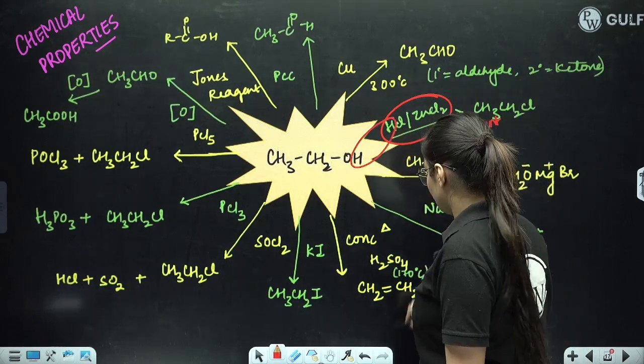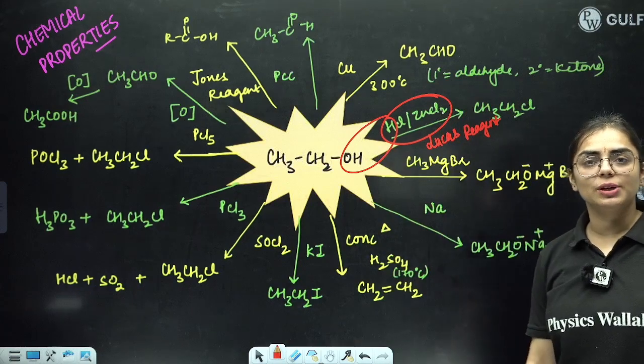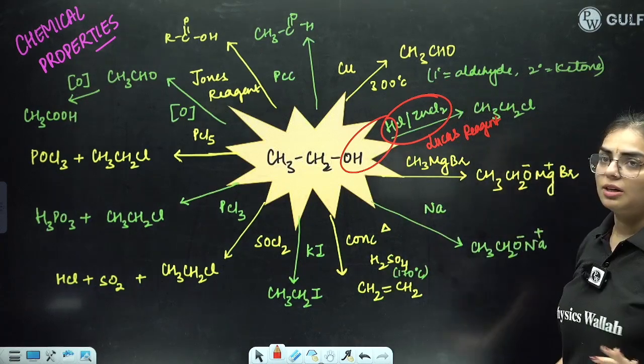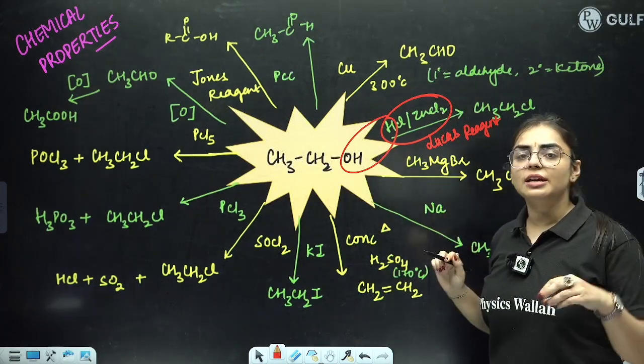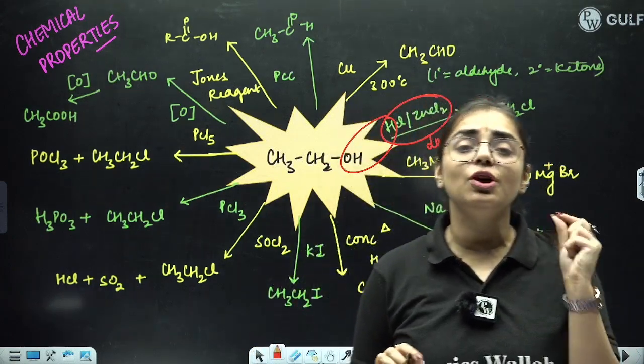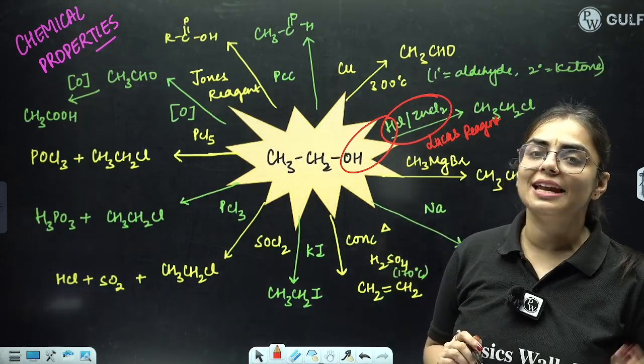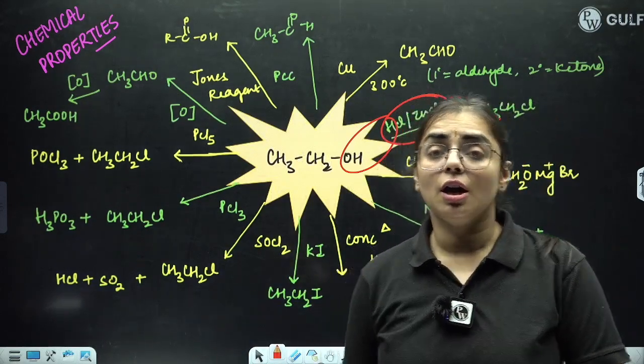Water will eliminate out and the Cl will get directly attached to this. You will get CH3, CH2, Cl. See, with 1 degree and 2 degree, directly you have to remove water and you have to do this in presence of Lucas reagent. But if you are taking 3 degree alcohol, students, no need to take ZnCl2. You can directly just heat it and you can get your final product.